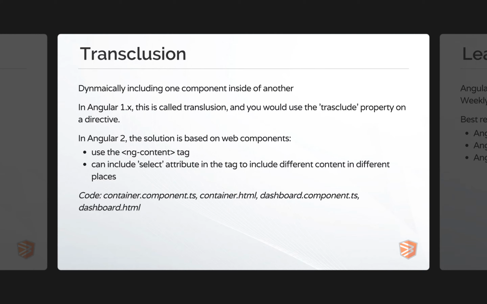So we touched on transclusion. Transclusion, if you're not familiar with the term, is dynamically including one component inside of another. In Angular 1, it's called transclusion. You would use the transclude property on a directive. In Angular 2, the solution is based on web components. So you use an ng-content tag where you want the content to render.